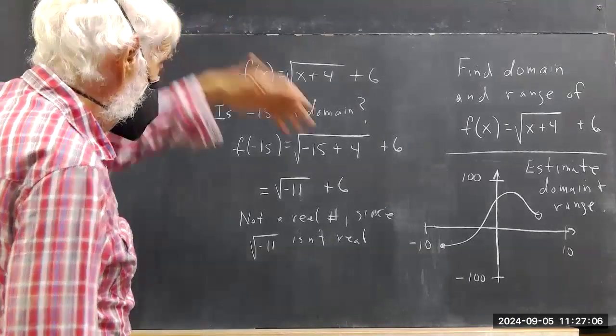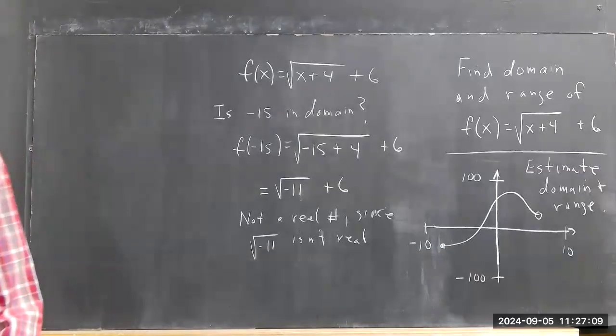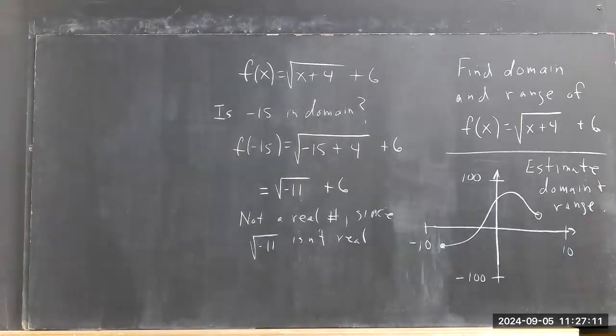Okay, so we've established negative 11 is not in the domain. Are there any negative numbers that would be in the domain?